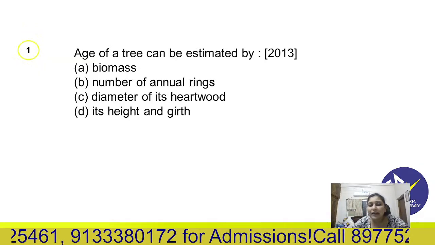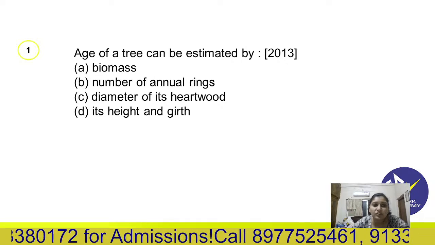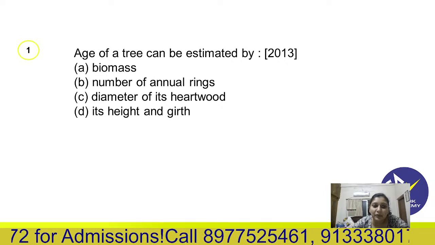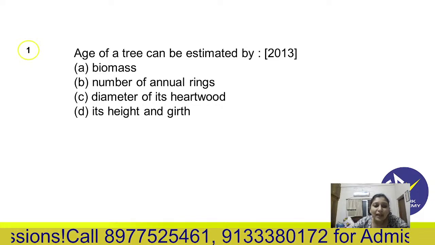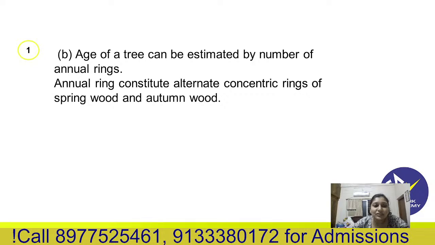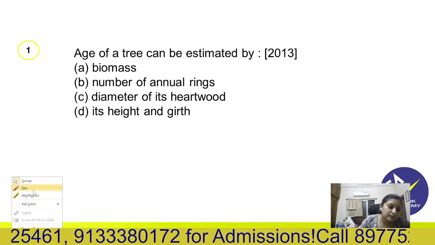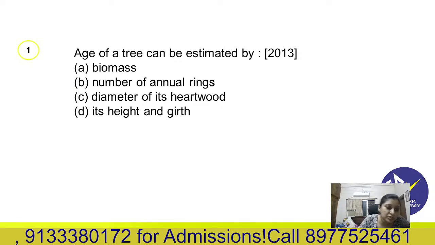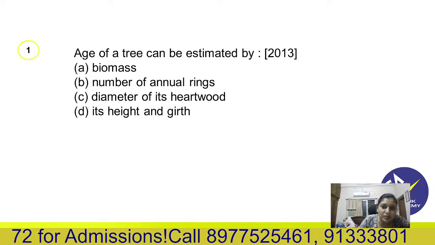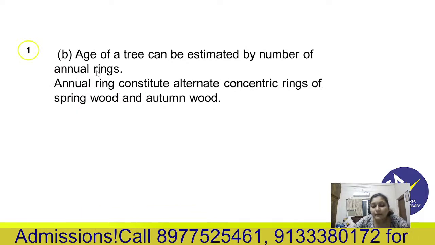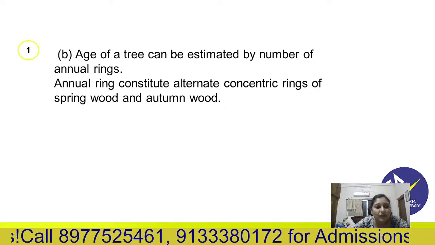Now it's time to solve MCQs, guys. First question: the age of the tree can be estimated by biomass, number of annual rings, diameter of its heartwood, or its height and girth. So it is by the number of annual rings. Very easy question, and it was asked in 2013.